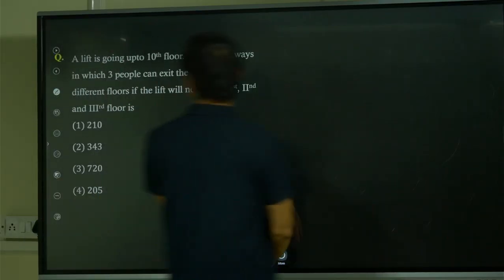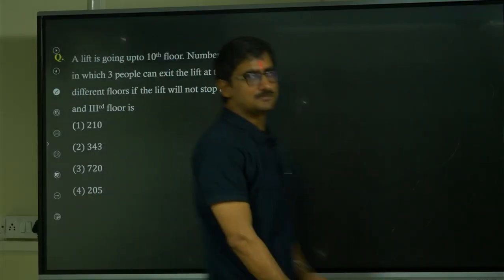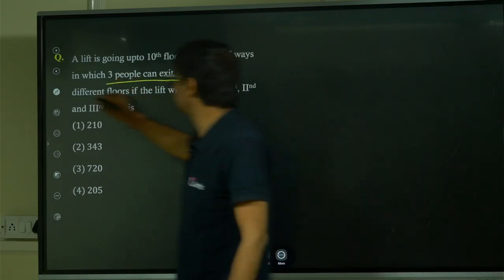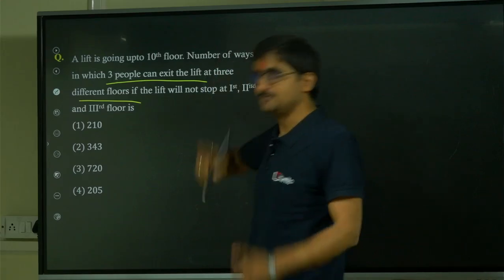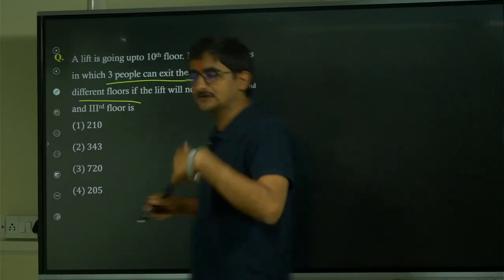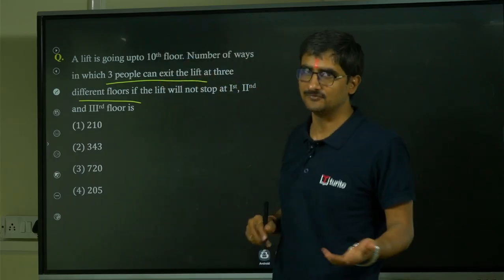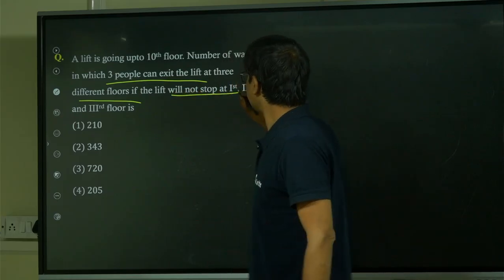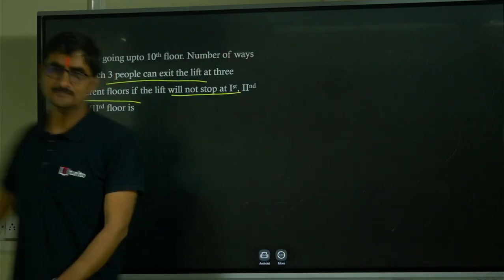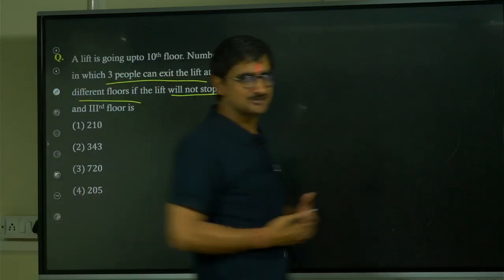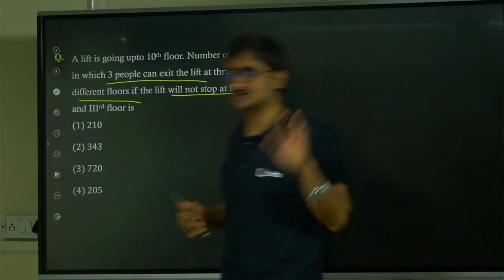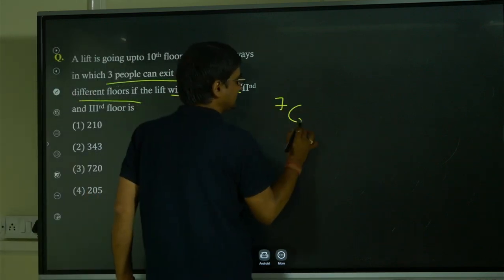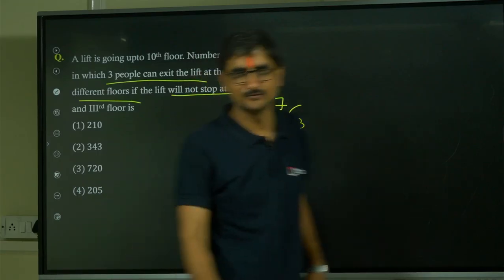Next one is, a lift is going up to the 10th floor. Number of ways in which 3 people can exit the lift at 3 different floors. 3 people at 3 different floors, okay? They can't get down from the lift on the same floor. No two can get down on the same floor. If the lift will not stop at the first, second and third floor, then there is no sense of having 10 floors. That means our choice is from among the 7 floors. So 7C3. Which floor do you choose?